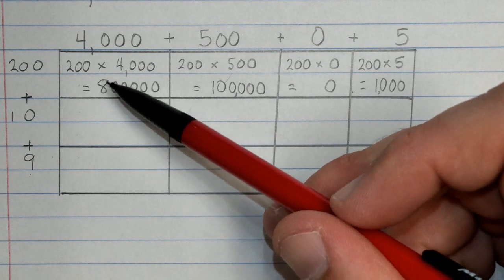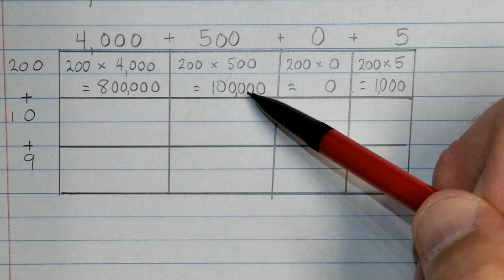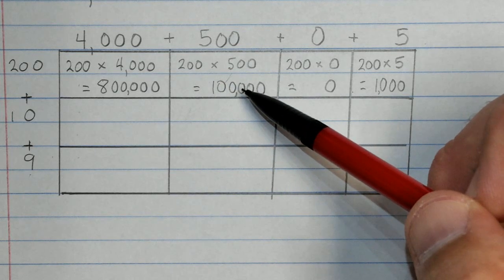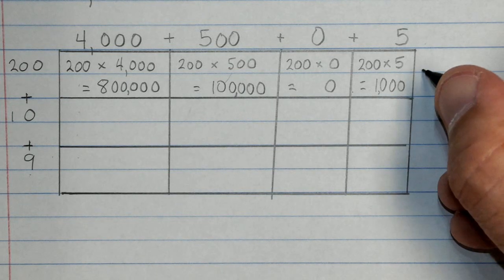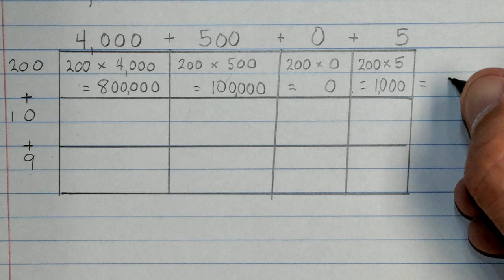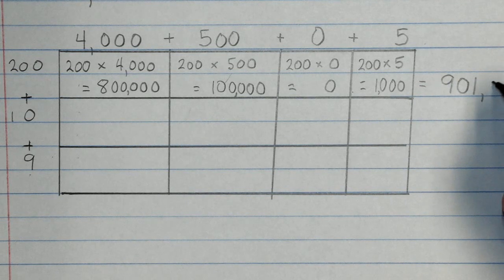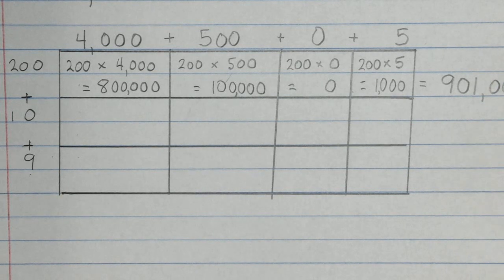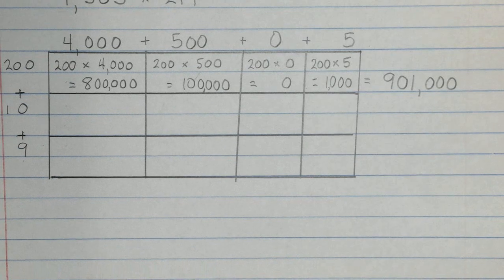things together. 800,000 plus 100,000, there's 900,000, plus a little 1,000. So this whole row is going to equal 901,000. Had to zoom out just a tiny bit for that.